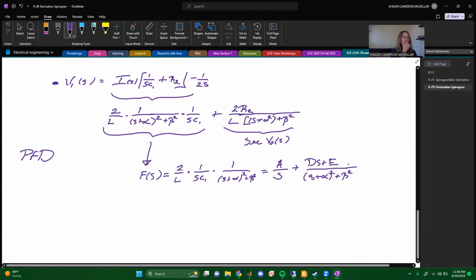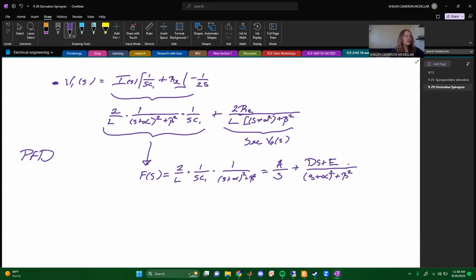Okay, so looking at this, if you're unsure as to why I have this ds plus E term, it's because we have an s squared in the denominator here. So we're actually going to end up with two different terms for that fraction, that partial fraction. So that's how I chose to express that.